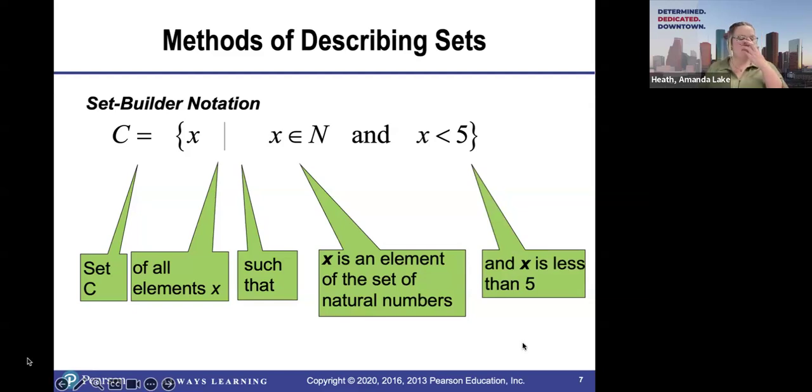So if we think about numbers that would qualify here, we want all the natural numbers that are less than 5. The natural numbers start at 1, so 1 would be an element of this set, 2, 3, 4. But when we get to 5, 5 is a natural number, but 5 is not less than 5. So this set would just be 1, 2, 3, 4.